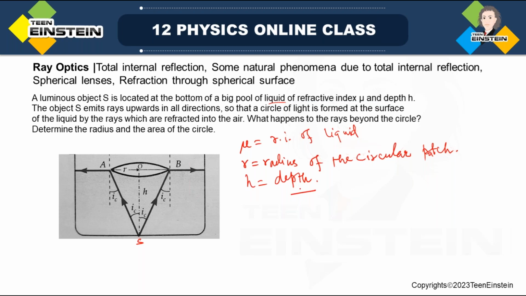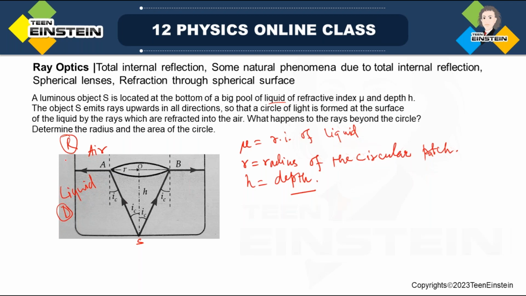Okay, fine. So first of all, let us understand why this happens. This is the source from where I'm taking two representative rays. See, the refraction happens here. So this is air and this is the liquid. So light is refracted from a denser medium to a rarer medium, right? And there is the possibility of total internal reflection.